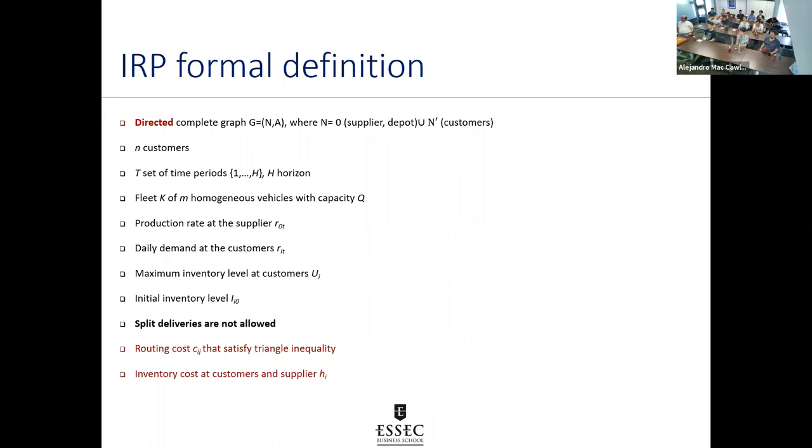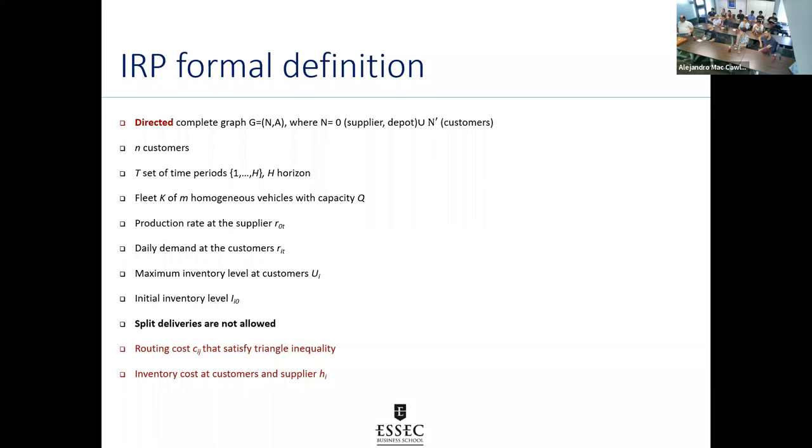The production rate of the supplier is given for each day, as well as the demand of each customer per day, and also the maximum inventory capacity at each customer. Note that we don't have any inventory capacity at the supplier. And we have a given initial inventory level for each customer and for the supplier. And split deliveries are not allowed.